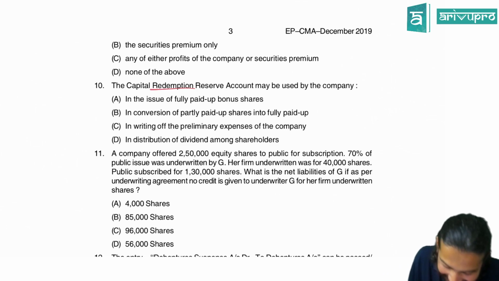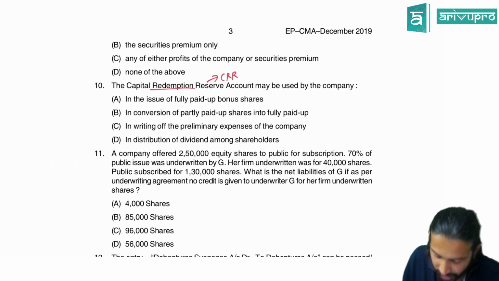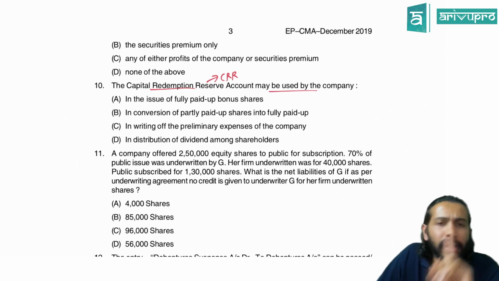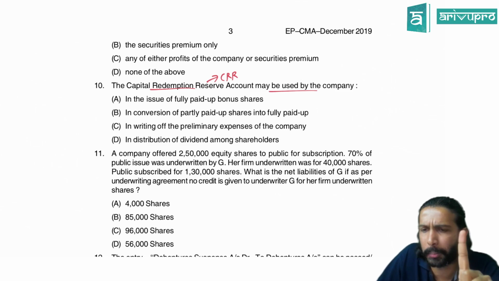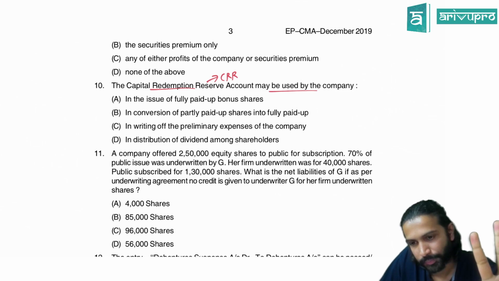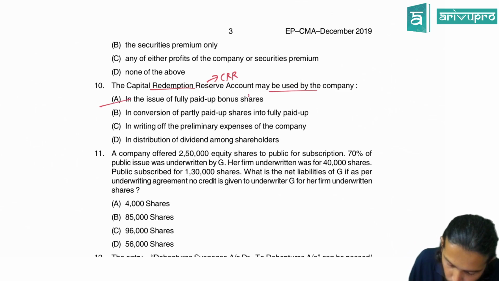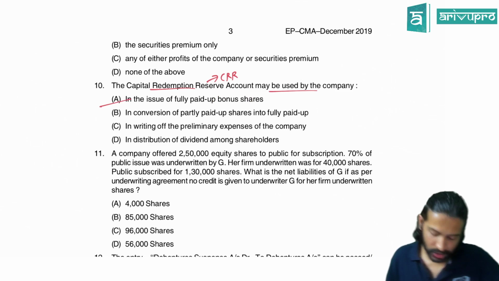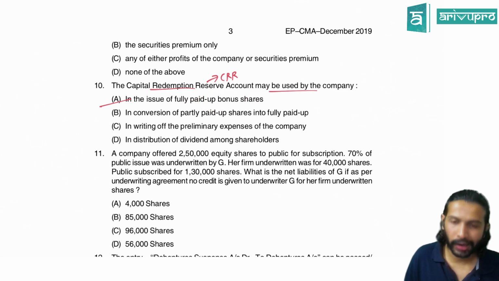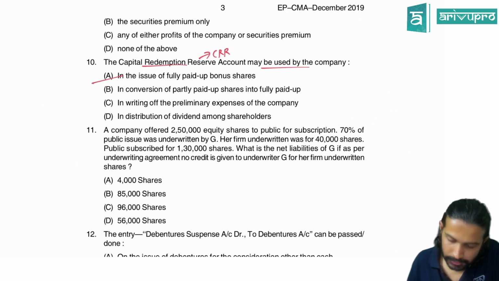The capital redemption reserve, CRR account, may be used for what purpose by the company? If a company has a CRR, it can be used for just one purpose. What is that one purpose? Securities premium has 5 uses, but CRR has just one purpose. That is bonus shares only. So the company can use CRR only to give bonus shares. So A, alpha is the right answer. 10th is alpha.